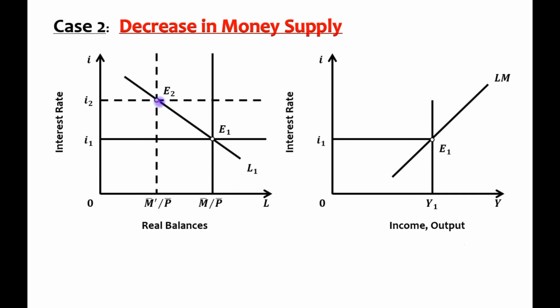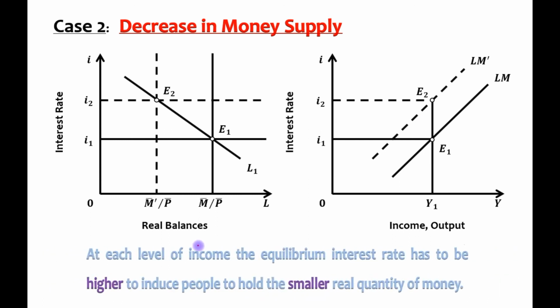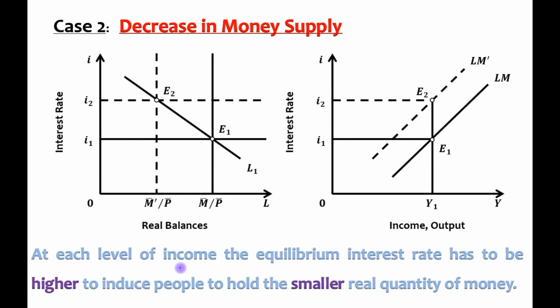This is the new equilibrium point named as E2 and we have shown these combinations in the right panel. The LM schedule will shift upwards or leftwards. At each level of income, the equilibrium interest rate has to be higher to induce people to hold the smaller real quantity of money.